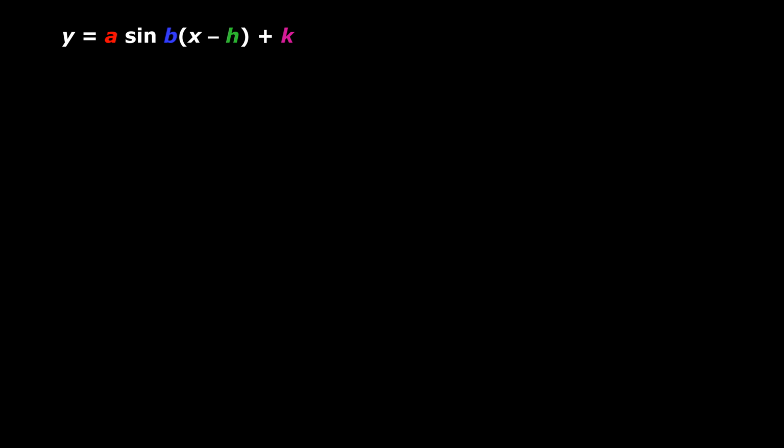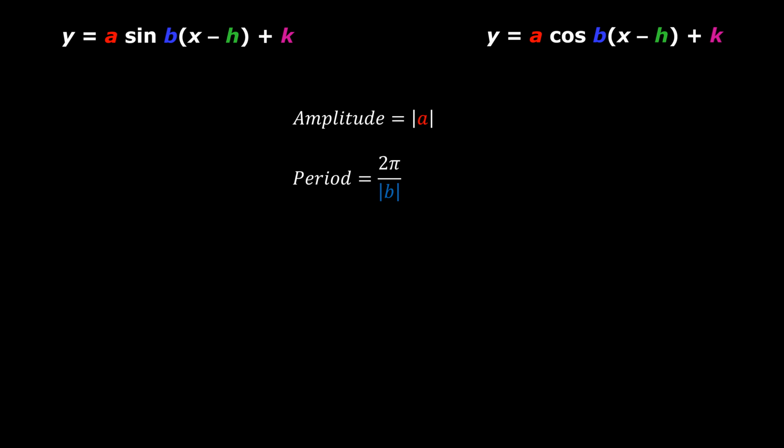Okay, so in this video we talked about the general formula for sine x and the general formula for cosine x. The amplitude can be found by finding the absolute value of a, and the period by dividing 2 pi by the absolute value of b. Now, the phase shift is always h, and the vertical shift is always k. So this is about how to graph sine x and cosine x, how to find the period, the amplitude, the phase shift, and the vertical shift.